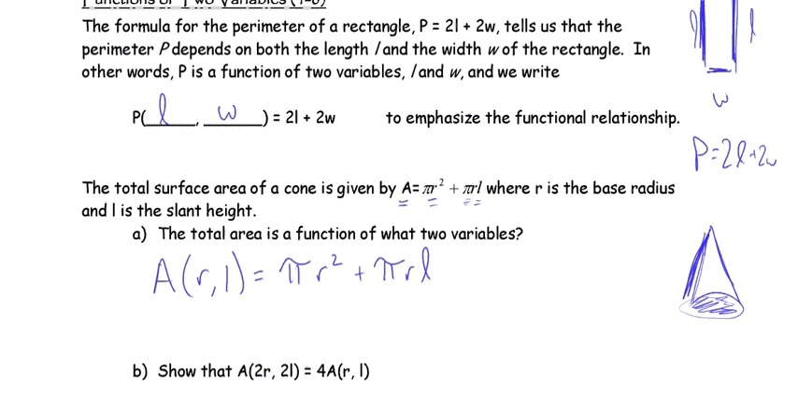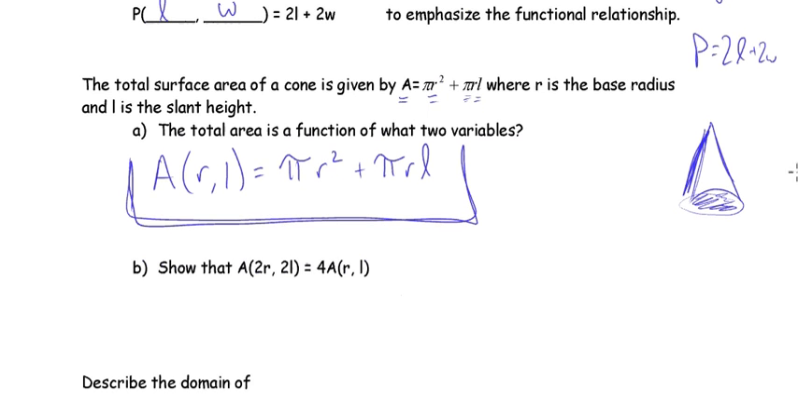Okay, so based on us knowing that this is the function of A, the function of the area, now we want to show that same function, but instead of R and L, we're going to be plugging in 2R and 2L, show that it's equal to that same function times 4. And let's take a look at that if that's even true.